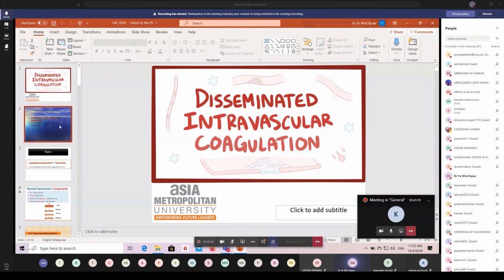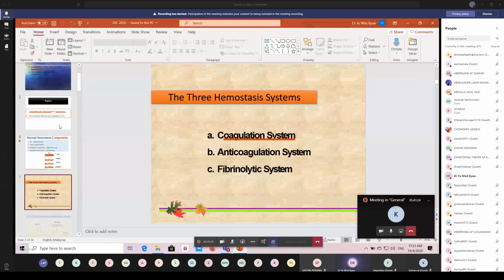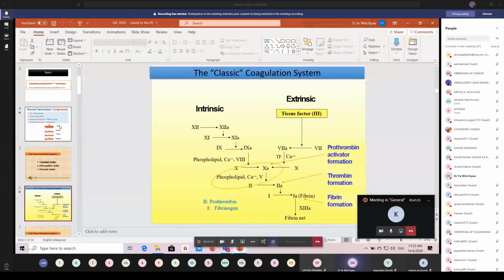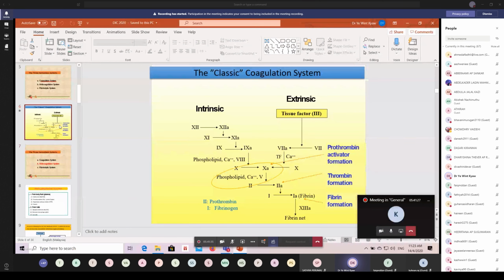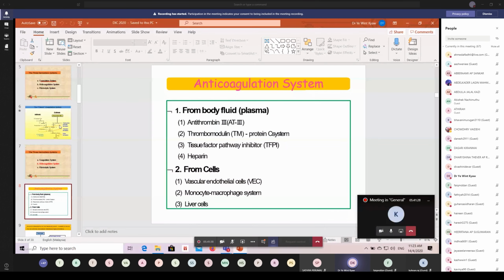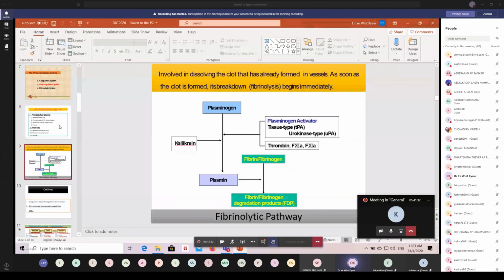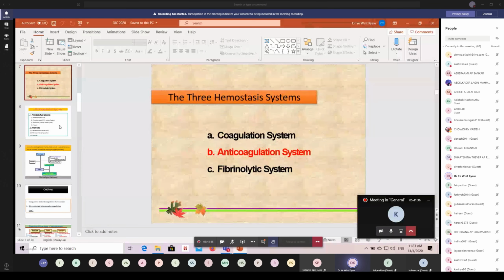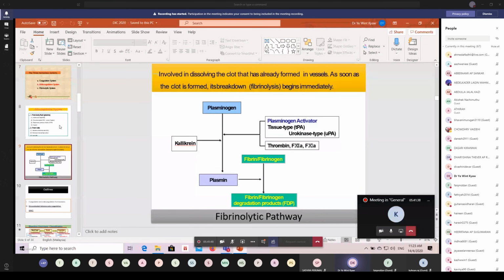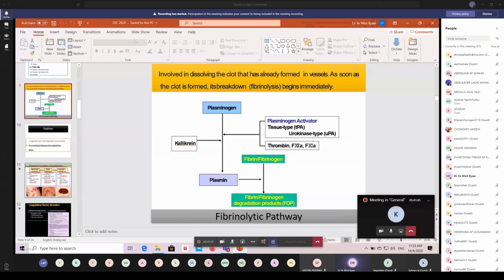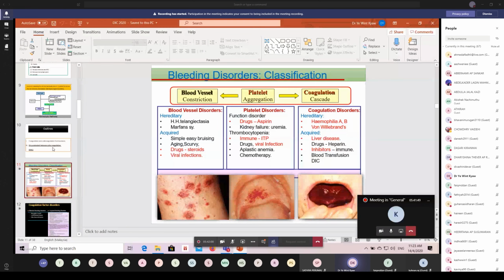So you know what DIC is. You need to know this, but first why FDP is increased in DIC, because of the DIC definition. This outline is something you need to write yourself. I already taught the general classification of bleeding disorders: platelet defect, blood vessel defect, or coagulation defect. Coagulation defects can be genetic or non-genetic. The non-genetic ones can be vitamin K deficiency, inhibition of coagulation, or DIC also.